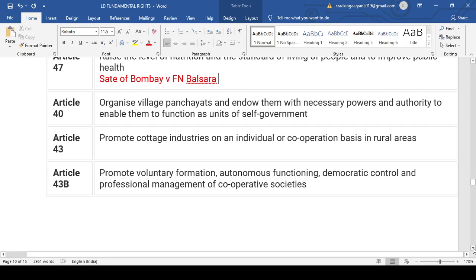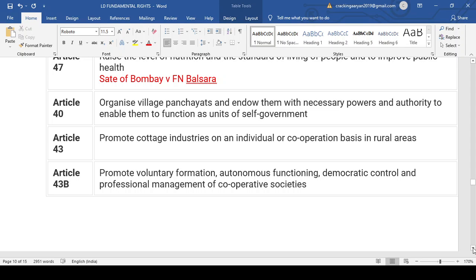Then we have Article 40 of the Indian Constitution. This is the Gandhian principle, that is the organization of the village panchayat, which states that the state shall take steps to organize village panchayats and endow them with such power and authority as may be necessary to enable them to function as units of self-government.